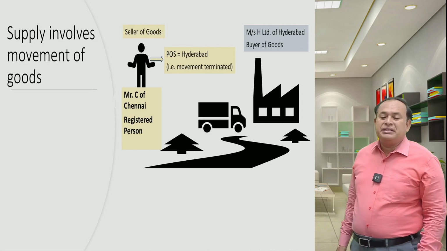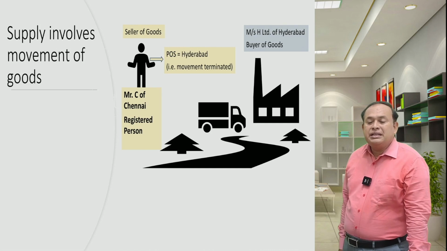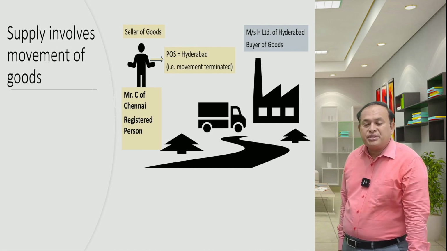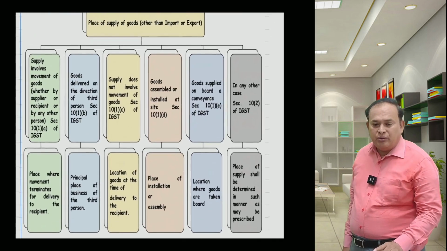Place of supply in the given case is equal to Hyderabad, where the movement of the goods terminated. Is that clear, my dear friends? Section 10, subsection 1, clause A is further referring here. Now, here we have place of supply.